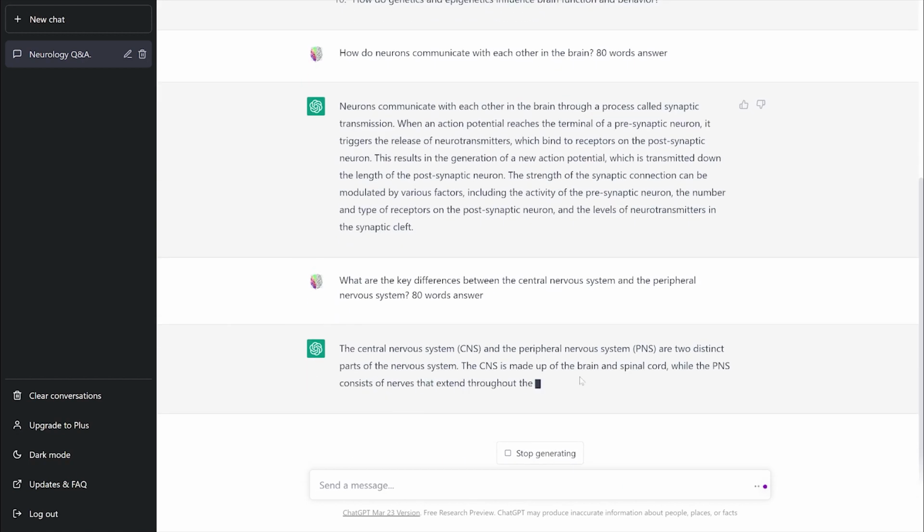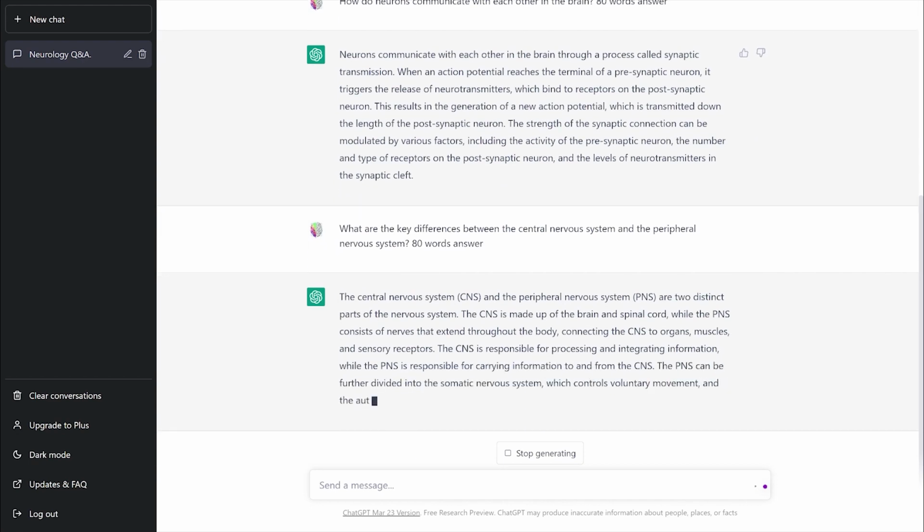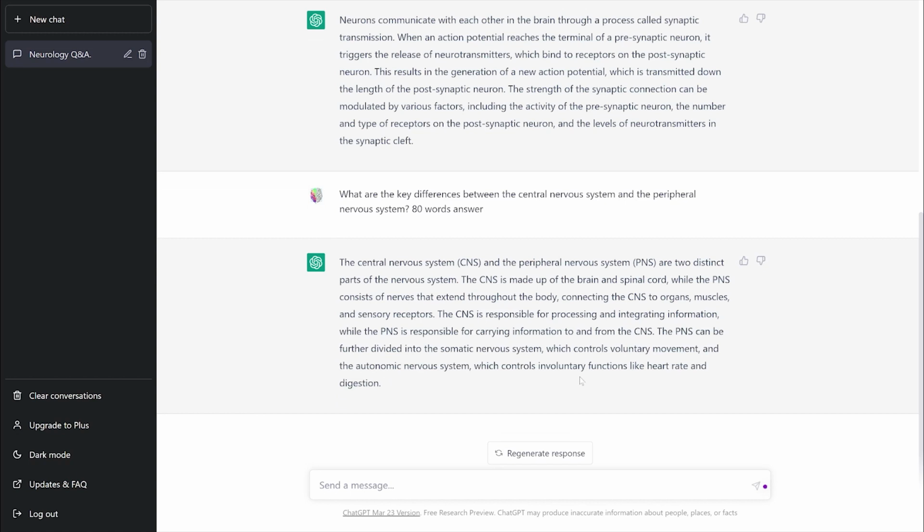Okay, so it says the central nervous system, actually CNS, and the peripheral nervous system, PNS, are two distinct parts of the nervous system. The CNS is made up of the brain and spinal cord, which is correct, while the PNS consists of nerves that extend through the body. That's true. Connecting the CNS to organs, muscles, and sensory receptors, the CNS is responsible for processing and integrating information, while the PNS is responsible for carrying information to and from the CNS. The PNS can be further divided into the somatic nervous system, which controls voluntary movement, and the autonomic nervous system, which controls involuntary functions like heart rate and digestion.